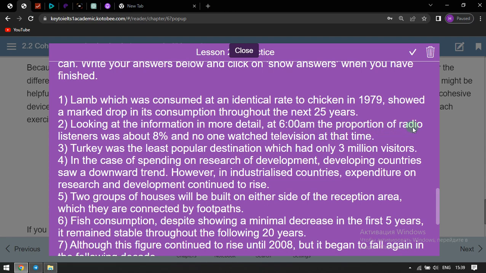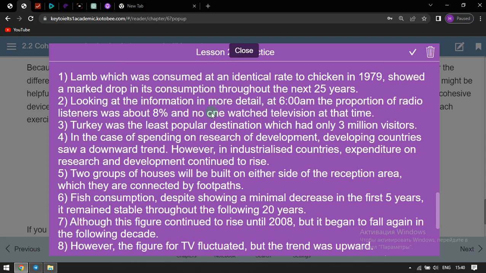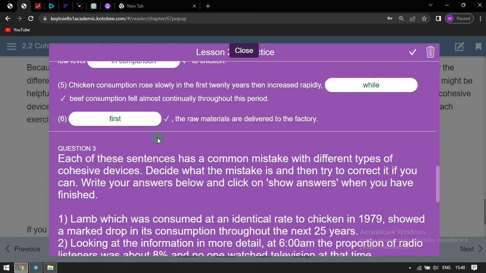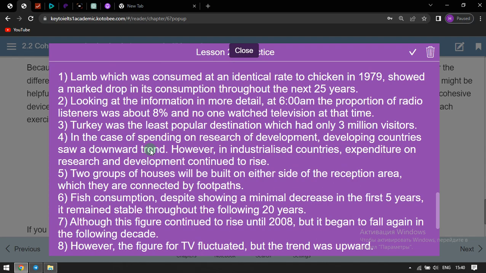Alright, looking at the information in more detail. At 6 a.m., the proportion of radio listeners was about 8%, and no one watched television at that time. At 6 a.m. I don't like this at 6 a.m. I don't know, it's really difficult to find mistakes. You need to be expert to find the mistakes from this kind of good looking sentences. Turkey was the least popular destination, which had only 3 million visitors. Each of these sentences, all of them has problem. Okay, I don't know. Honestly, I have no idea.